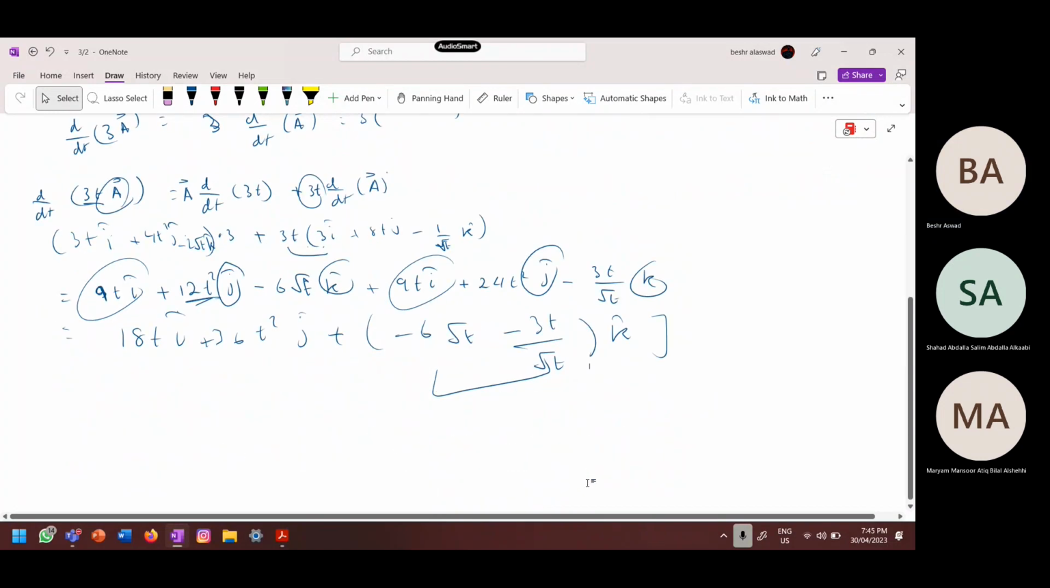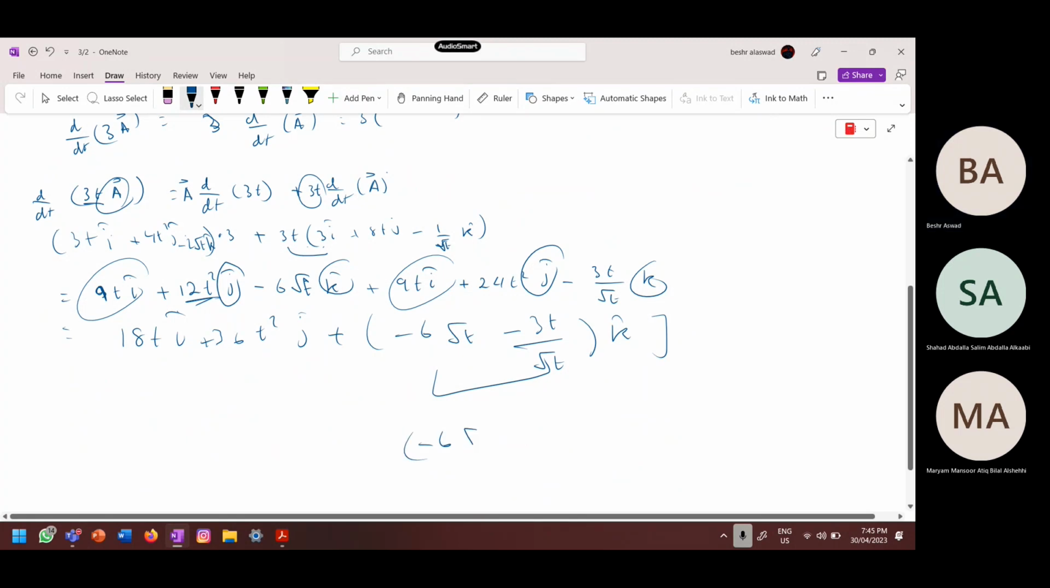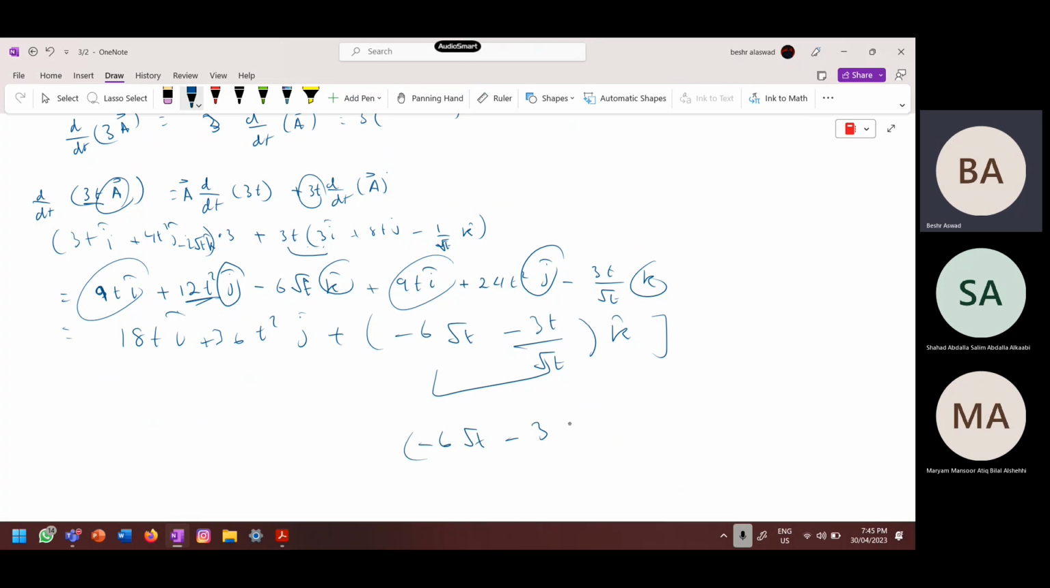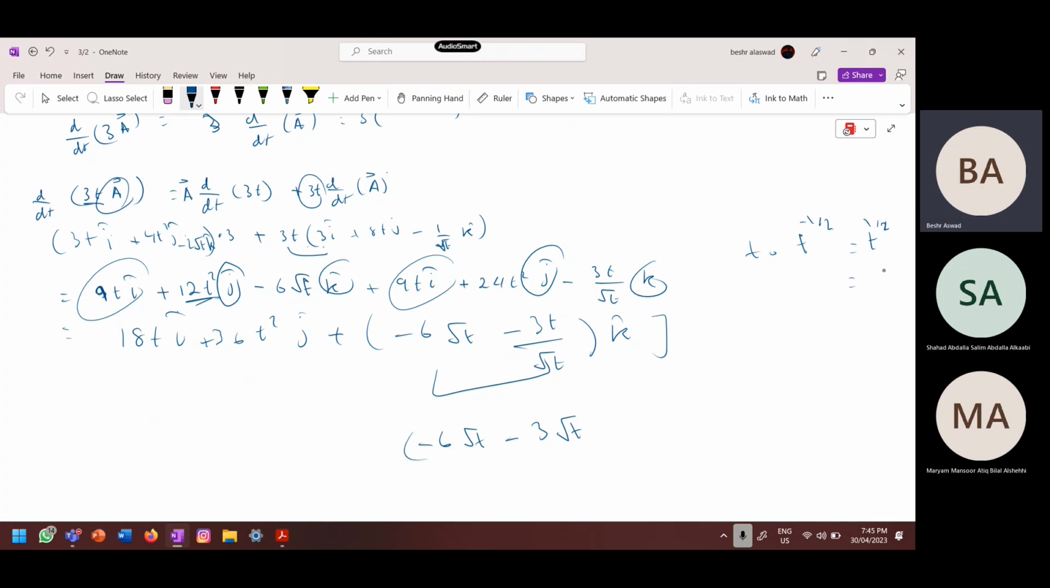If you don't know how to simplify this, I can simplify it for you. This is negative 6 square root of t, negative 3t multiplied with t to the negative half. This will give you square root of t, t to the power half, or square root of t.